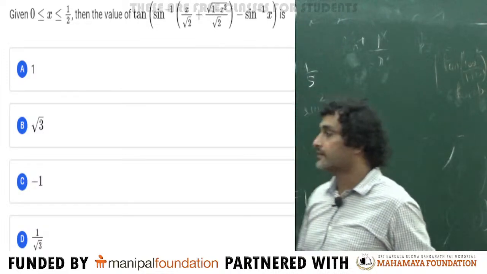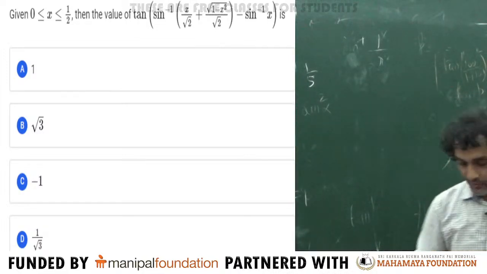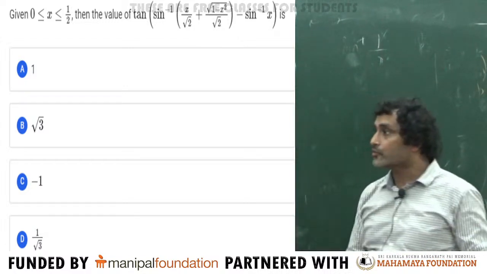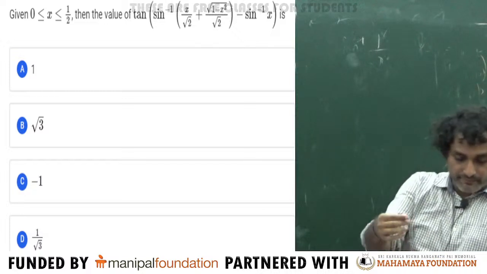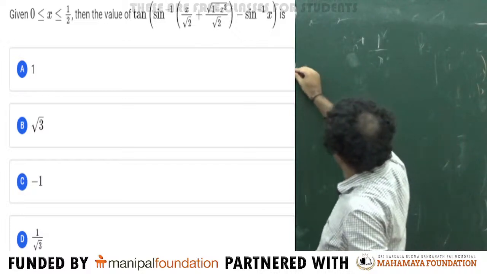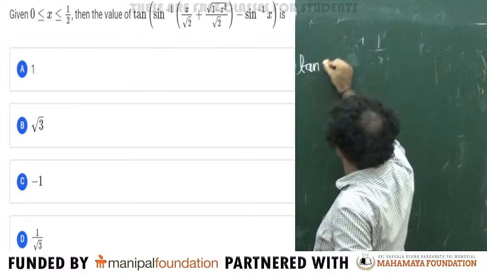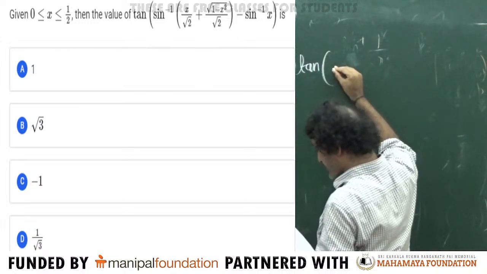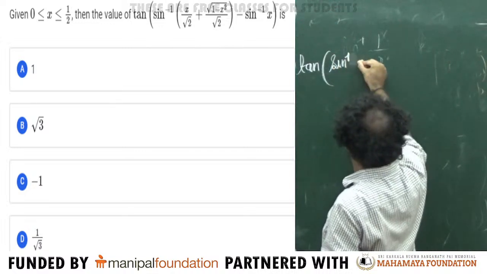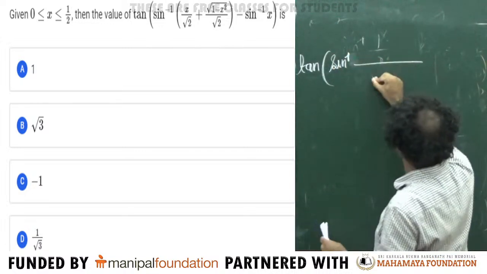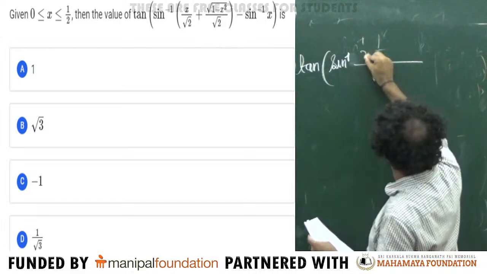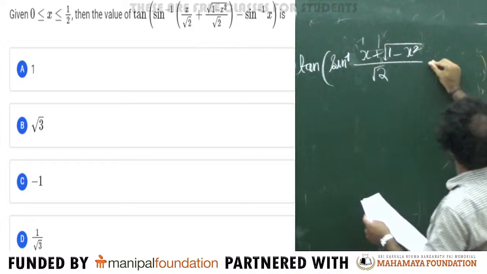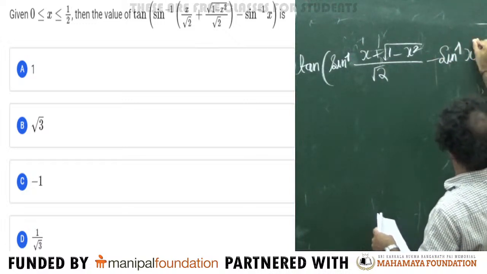This sum only looks big, okay? Don't worry, it's not very difficult. You have a look if you can take any LCM. Is it tan of, I'll write the question for you, tan of sine inverse of, I'll take one LCM root 2, no? Down it is root 2, right? So on top, isn't it x plus root of 1 minus x square, minus again sine inverse x is there.